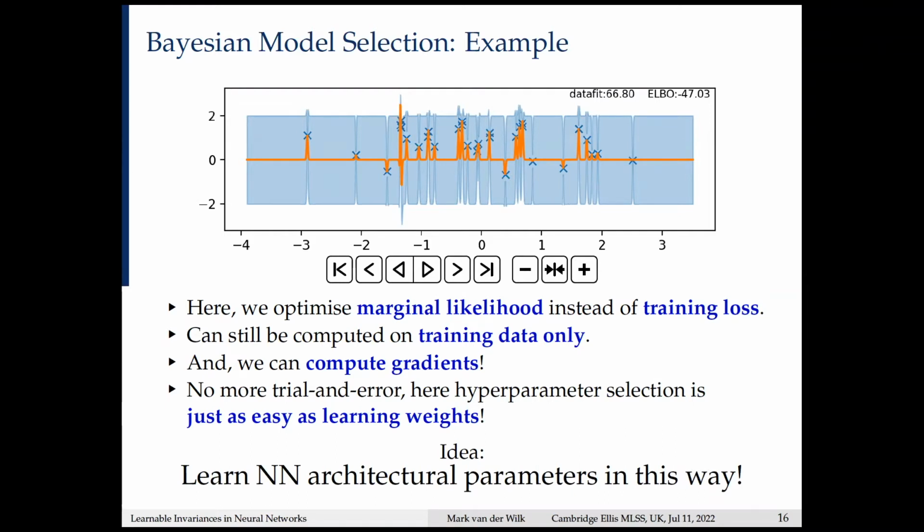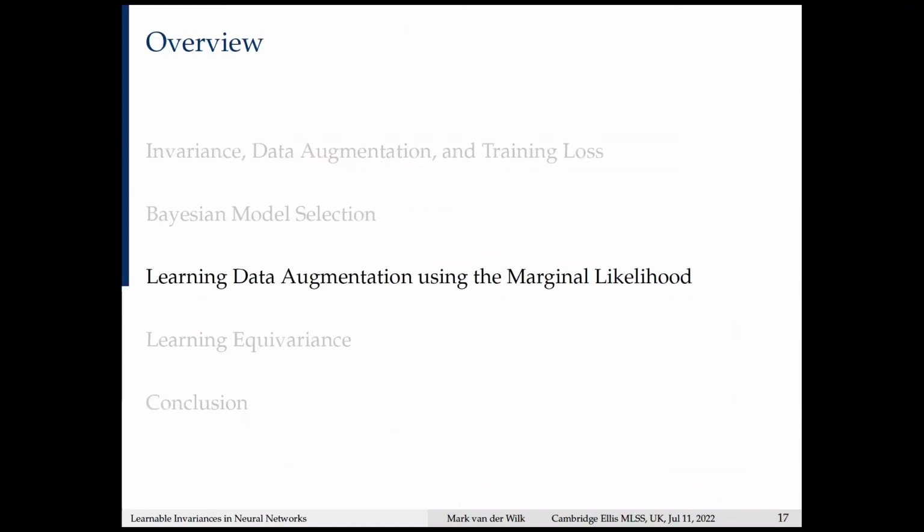Notice how I haven't explained why this works. I've hopefully only given you an illustration that it works, but I've got a few illustrations later that I can show after the talk if you want to see why it works. Okay, so how do we use this to then learn data augmentation?